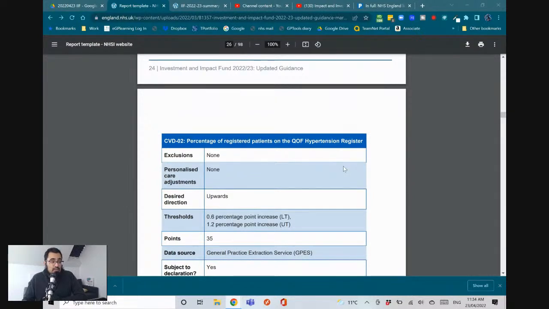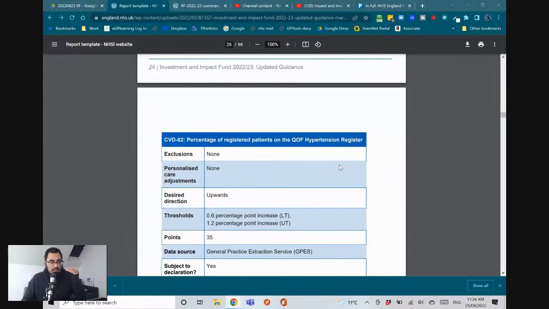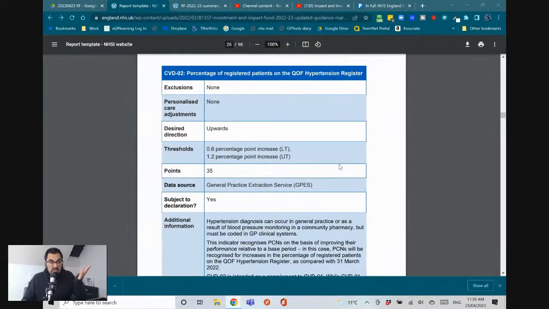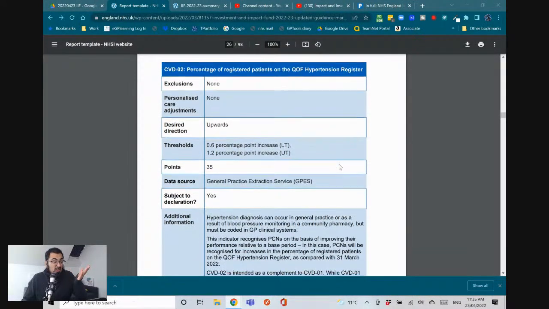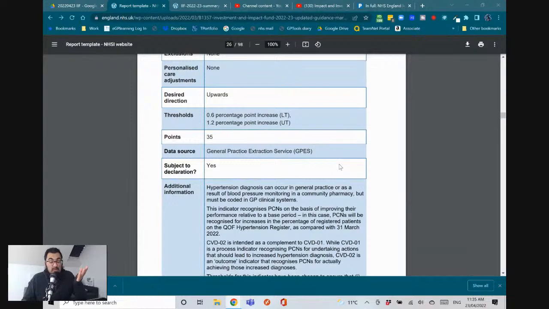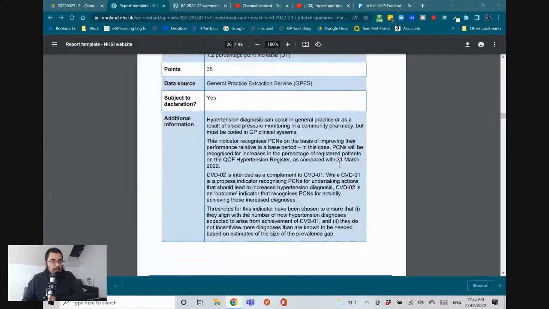If you get a 0.6 percentage point increase, then that's your lower threshold. If you get a 1.2 percentage point increase, then that's the upper threshold. Depending on how many points you got for QOF for hypertension last year, they basically want to see an improvement. If you achieve that improvement, then you get extra points. Hopefully that's pretty clear. It's based on GPES again, but it will be based on your QOF data. So that's a good way to know how you're driving with that particular one.